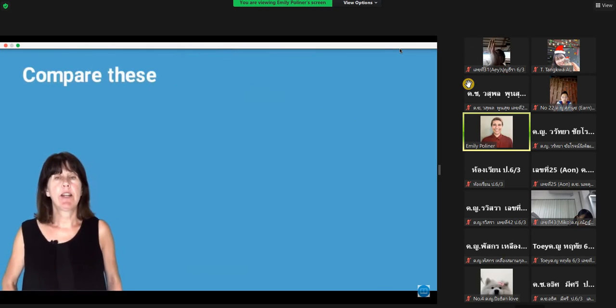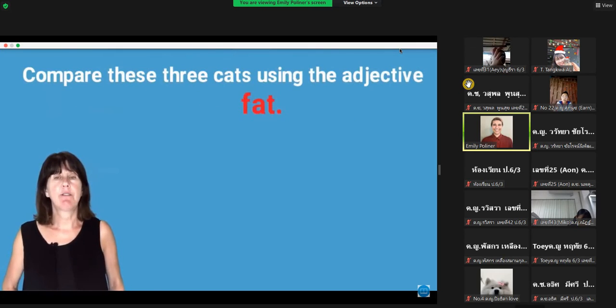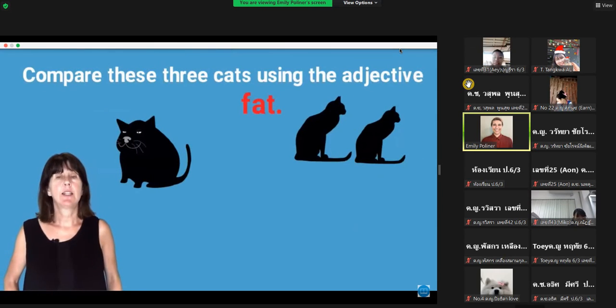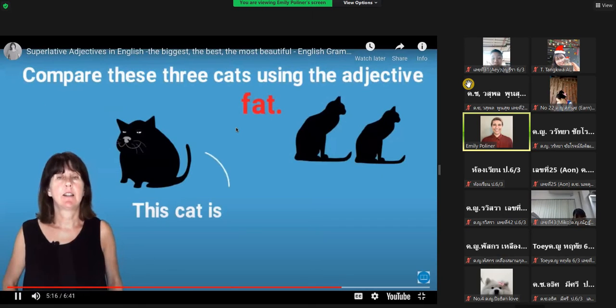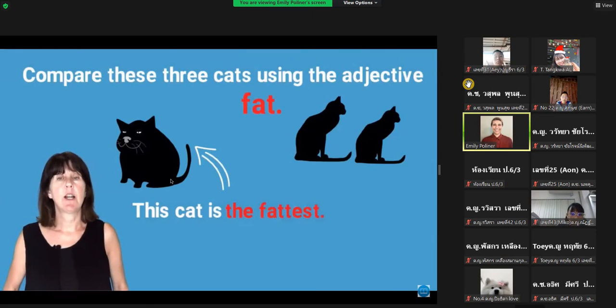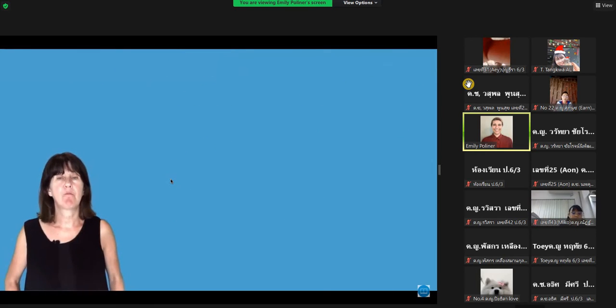Compare these three cats using the adjective fat. This cat is the fattest. Remember, CVC, consonant, vowel, consonant. You double the final consonant before est.